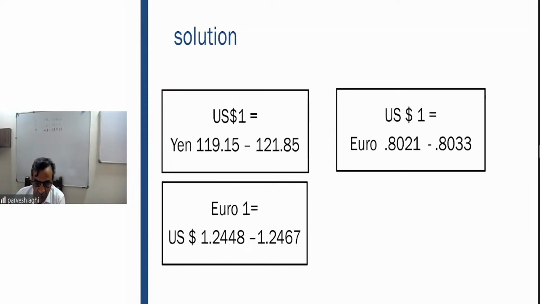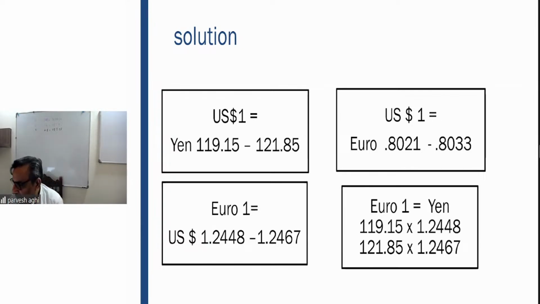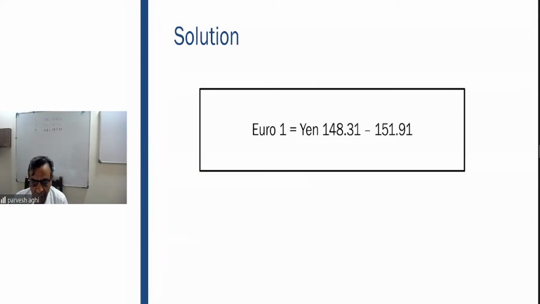So you have converted that into American quote by just following the rule that one upon ask will become the bid, and one upon bid will become the ask. So that is what we have done, and we have calculated the value of €1. Then we are just simply going to multiply and get the answers. Okay, so you get this answer.